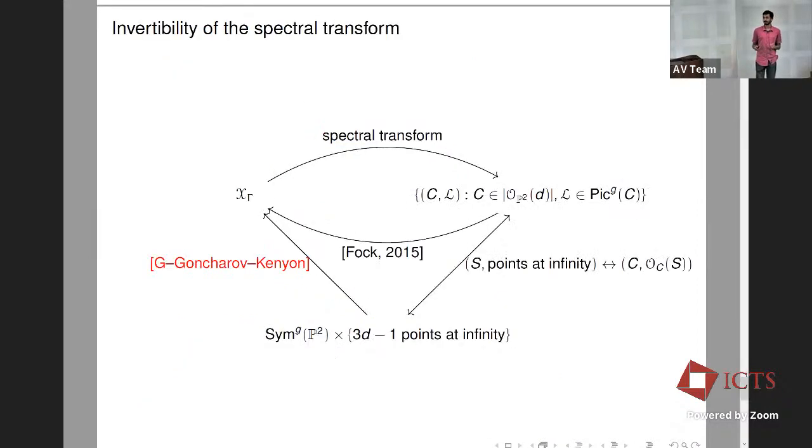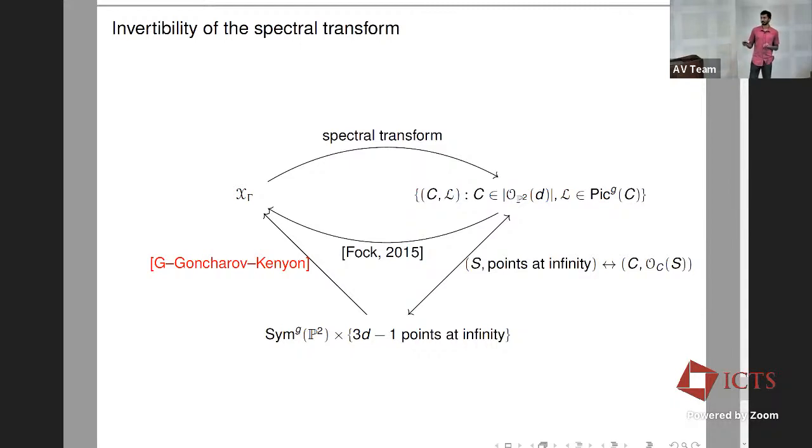And the theorem with Goncharov and Kenyon is the following. So we have the space of weights. We have a spectral transform, which gives you a curve and a line bundle. And that space is the same as choosing G points in P2 and 3D minus 1 points at infinity, because if you know these points, then you can reconstruct the spectral curve as the unique curve through these points. And you can reconstruct the line bundle as just O of that divisor of G points. So in this way, you get back the curve and the line bundle.